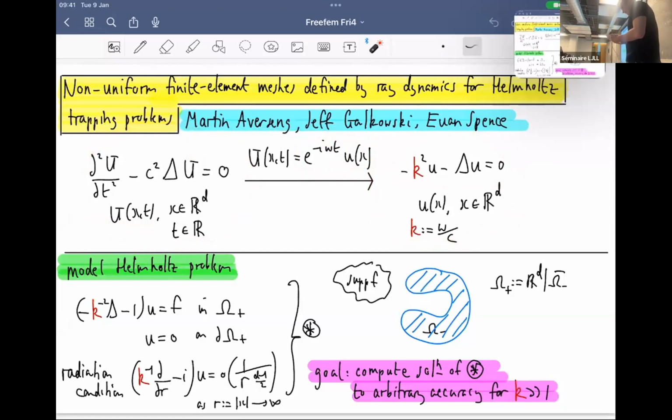And this parameter k here that I put in red, this is the wave number. So this is equal to omega, the angular frequency, so the frequency of the waves in the time domain, divided by this wave speed c, which I'm assuming is constant. So k is the wave number, it's proportional to the frequency. Sometimes I will slip up and I will say that k is the frequency. And in particular, we're interested in this talk in the case when k is large, and this is known as the high frequency limit.